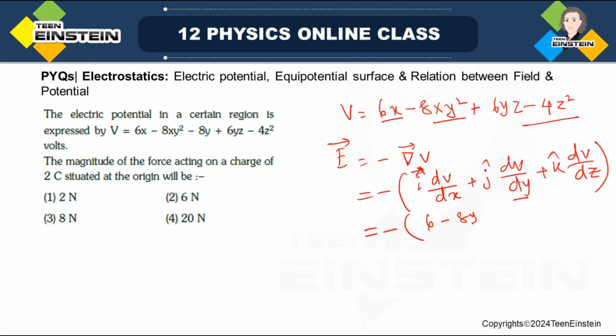When I take derivative with respect to y, I'm going to get here 16xy, and then I have here plus 6z. Okay, now I'll take derivative with respect to z, so only these two are having z, so here I'll get 6y minus 8z. Now I have to find out the electric field at the origin, x equal to y equal to z equal to 0.